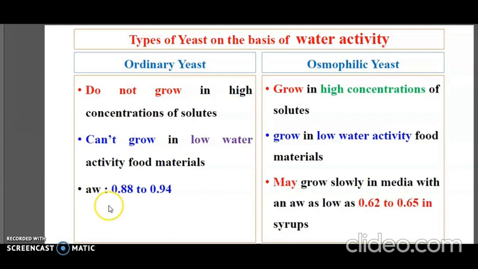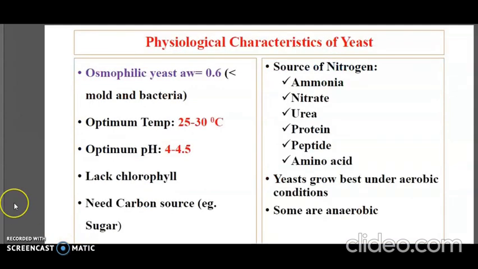0.65 in syrups. It has an optimum temperature of 25 to 30 degrees Celsius and a pH range of 4 to 4.5, and it lacks chlorophyll and needs a carbon source like sugar, and needs a source of nitrogen like ammonia, nitrate, urea, protein, peptide, amino acid. These grow best under aerobic conditions, but some are anaerobic.